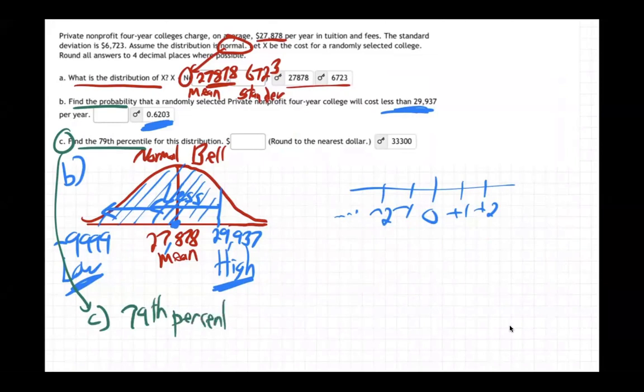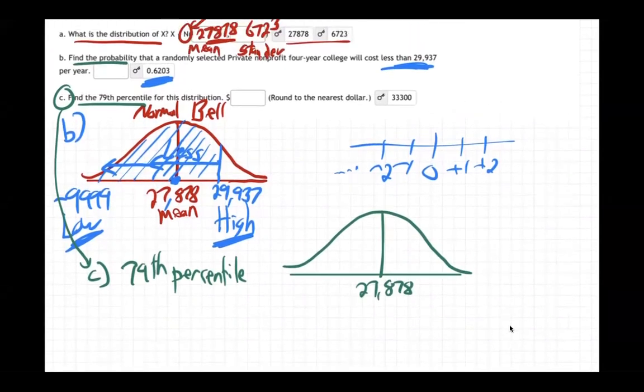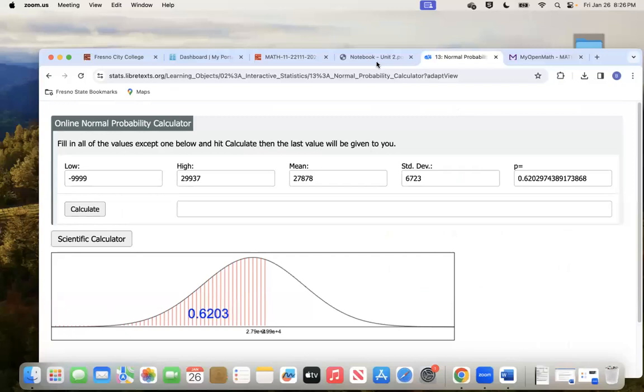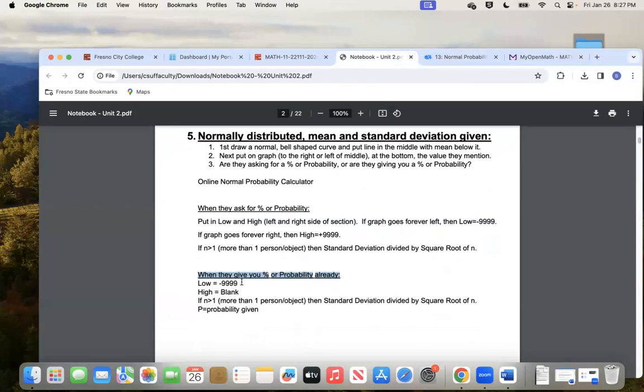79th percentile. How do we do that? Well, remember the instructions said draw a bell curve. For all these, you draw a bell curve. Put the middle on. Middle's the same, the mean, 27,878. Okay. And now how do I put on the 79th percentile? Well, let's go to the notes. There's the notes. Okay. When they give you a percent or probability, a percentile, 79, the low is negative 9999. The high you leave blank, and P is the probability given.